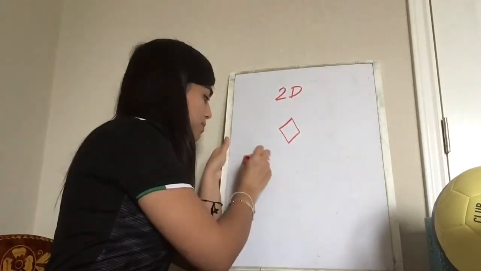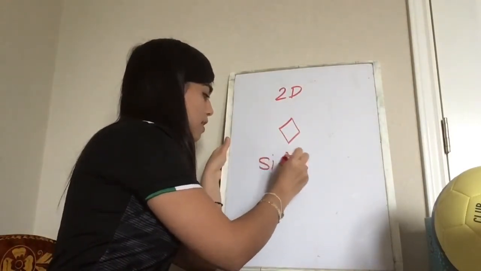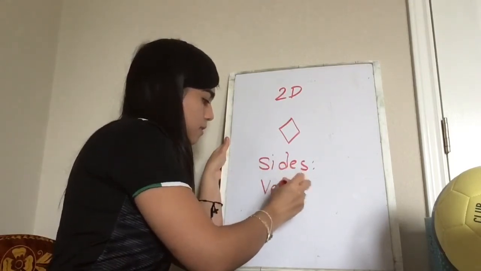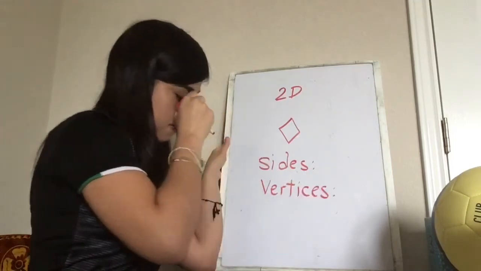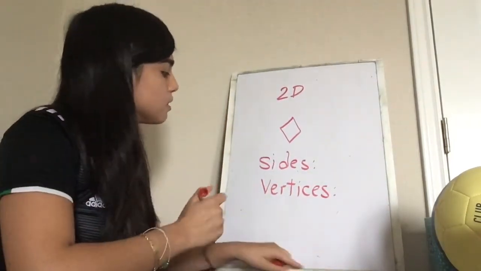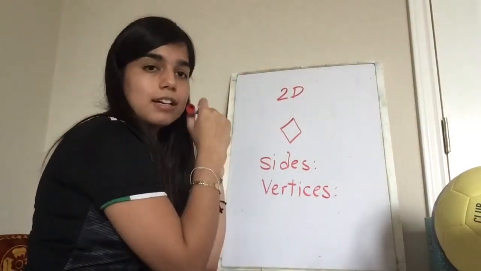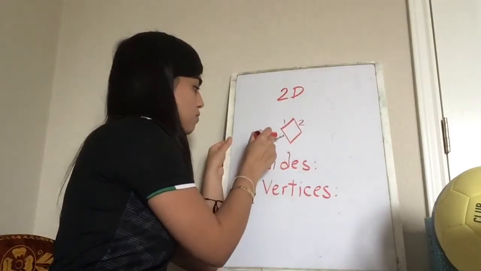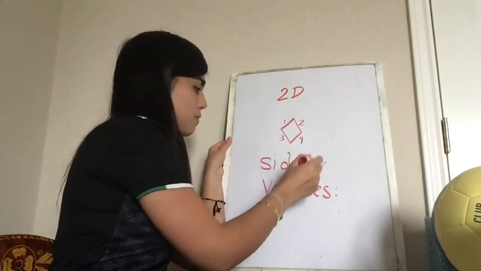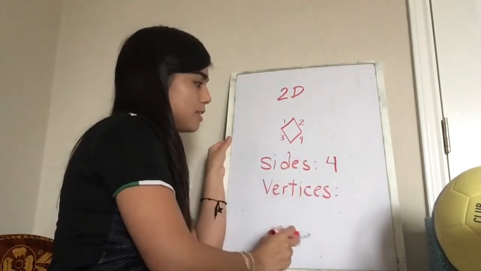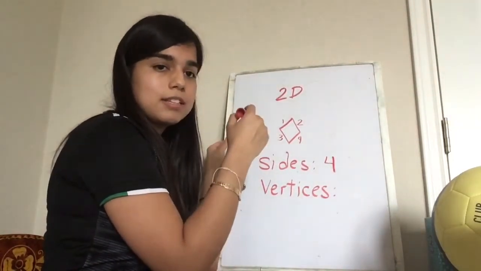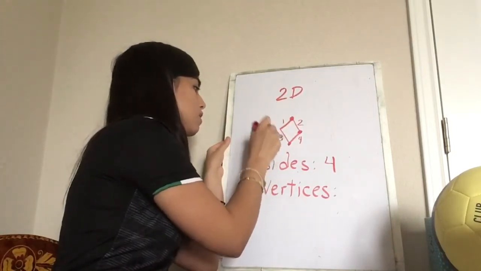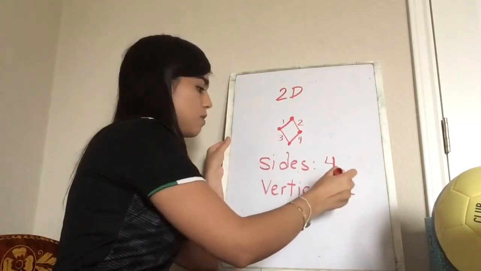So remember, 2D shapes have sides and they have vertices. Okay, so how many sides does a rhombus have? Here's 1, 2, 3, 4. 4 sides. How many vertices? Remember, they're the points that connect the sides or the corners. 1, 2, 3, 4. There's 4 vertices.